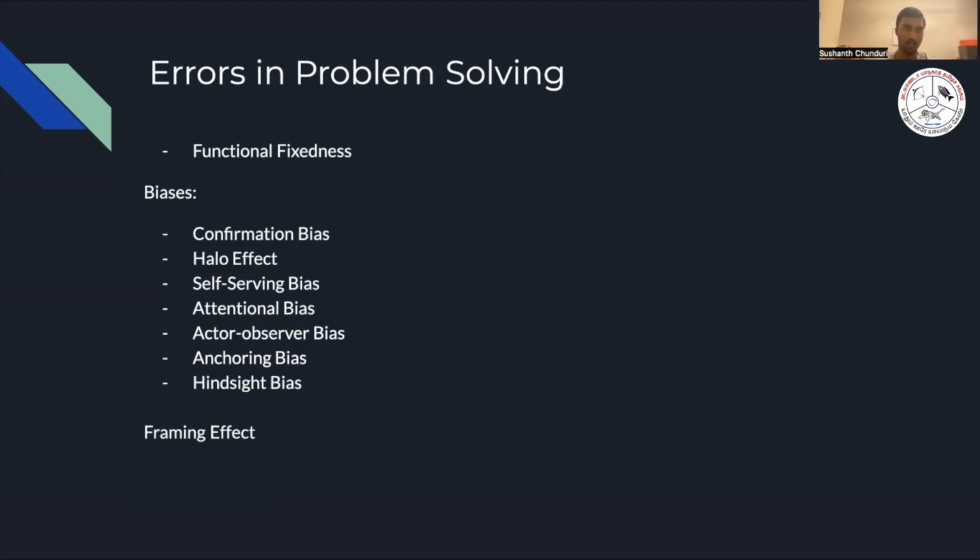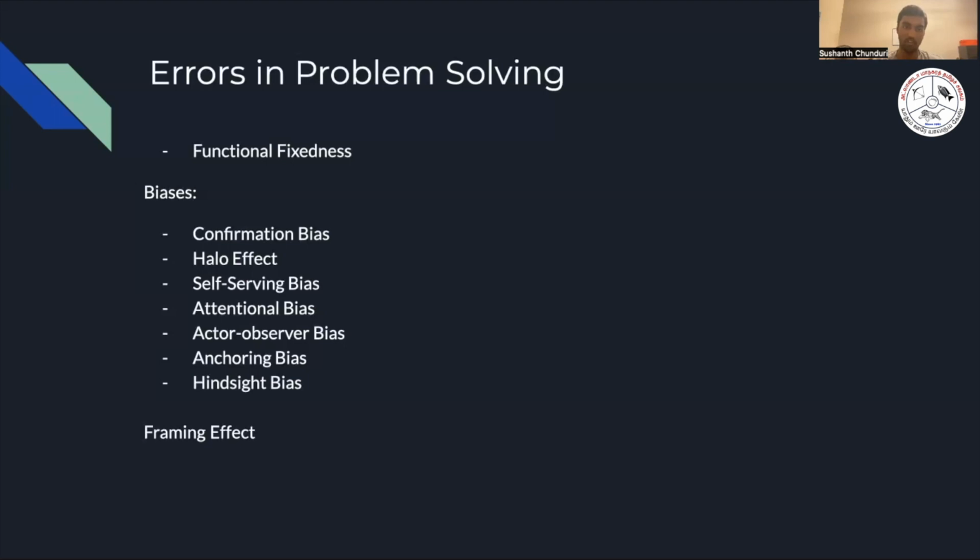That's functional fixedness. There's also a lot of biases. We won't go through all of them, but we'll go through the ones that I think are important. Confirmation bias is the most important one, and this is when you take something and you believe that all pandas are lazy. I'm not going to use a human example. And then you see a panda being lazy, and you're like, okay, that confirms my belief, even though maybe not all pandas are lazy. Because you saw a panda being lazy and you already believed that pandas were lazy, you confirmed your beliefs.